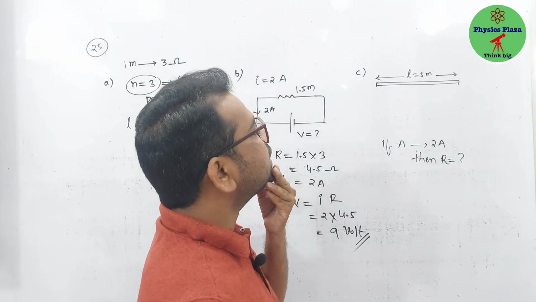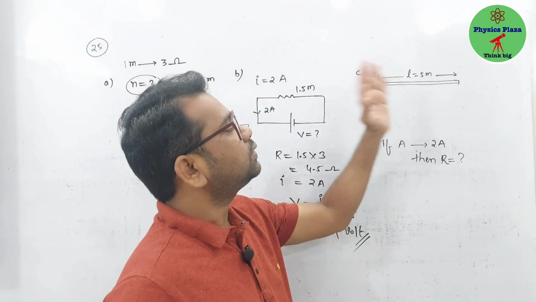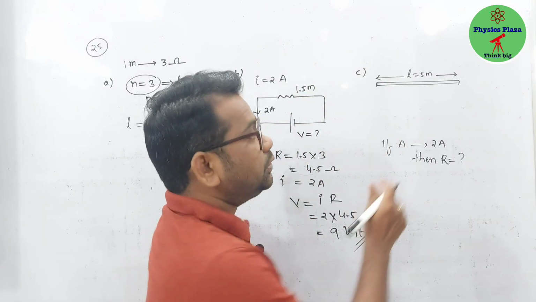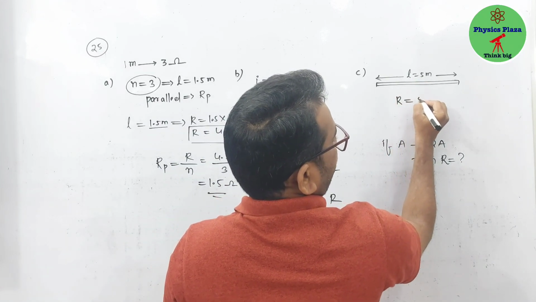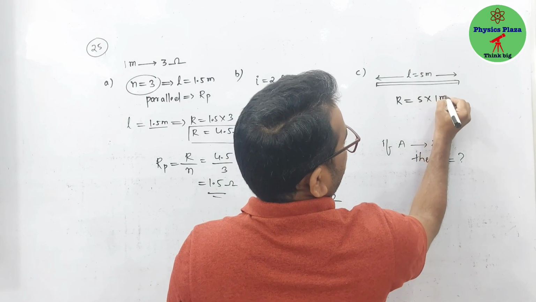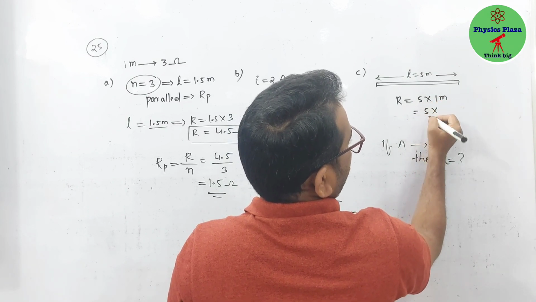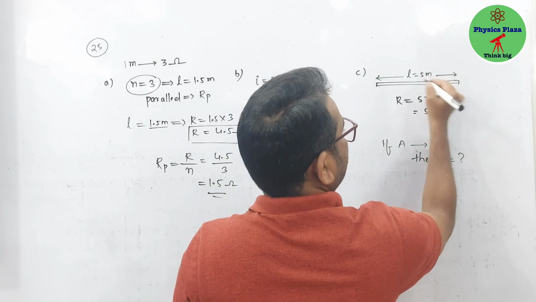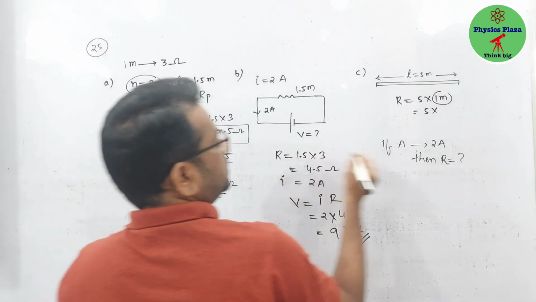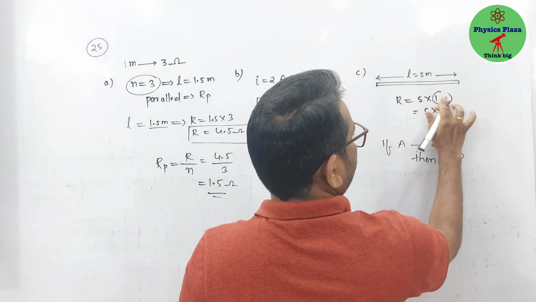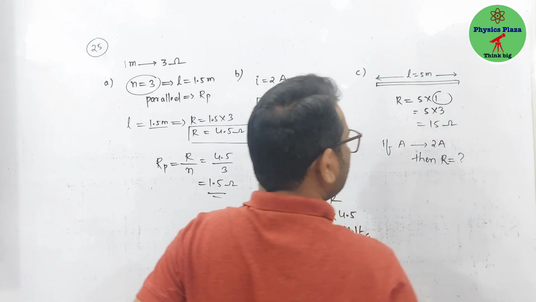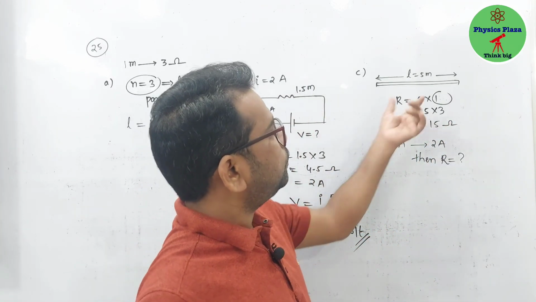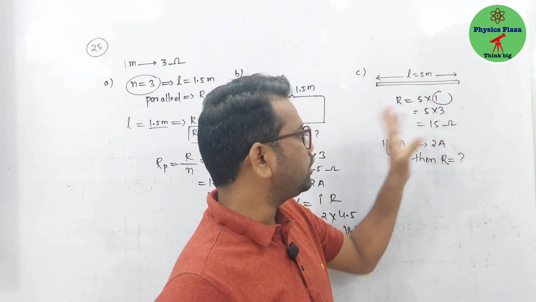Okay, now I come to part C, children. Here it is very clearly said that a wire of length 5 meters. Then what is the resistance? Very simple. Resistance of 5 meters is 5 into 1 meter. 1 meter resistance is how much? 3. So this will be 15 ohms. So the wire of length 5 meters has a resistance of 15 ohm.